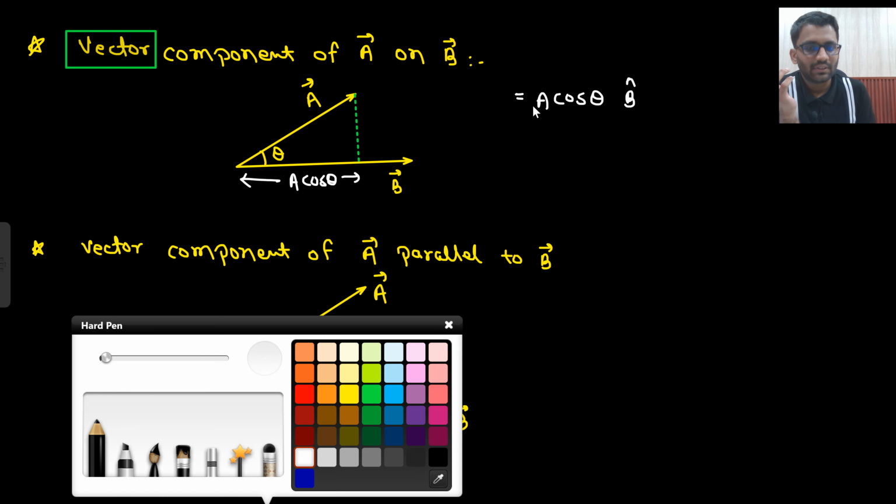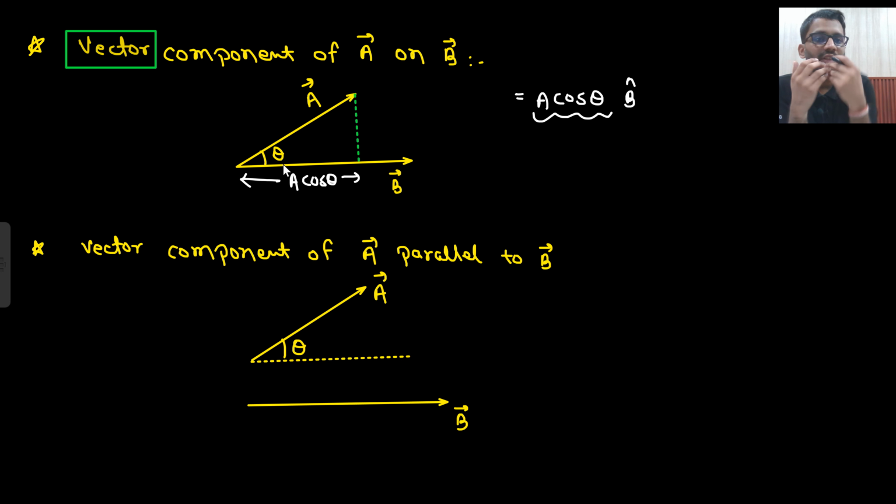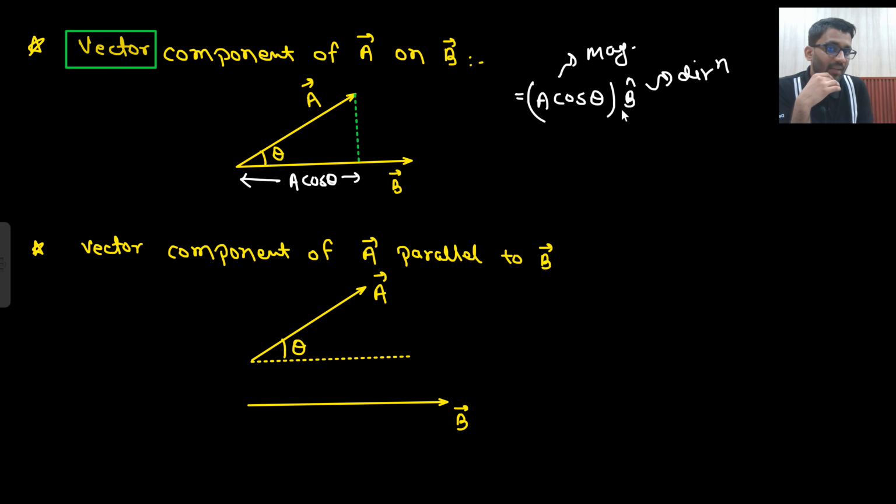This is the magnitude. Magnitude is A cos theta. What is the direction of A cos theta? Direction of A cos theta is B cap, right? So A cos theta is the magnitude, and this is the direction. I am not going to write A cap here. I am going to write B cap because I am finding the component of vector A on vector B. So how can I replace A cos theta? That is vector A dot B cap, and then this is your B cap only. So this is your vector component of vector A on vector B. It is the same thing, just you need to show the direction as well.